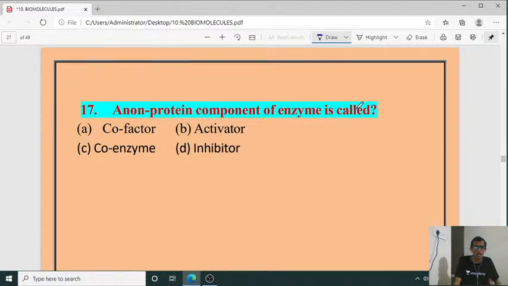Then, the non-protein component of an enzyme is called what? Enzymes are generally made up of proteins. The non-protein component of the enzyme is called the cofactor. Cofactor and a coenzyme together give the holoenzyme, isn't it?